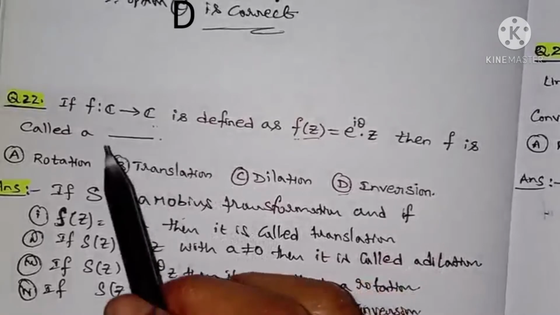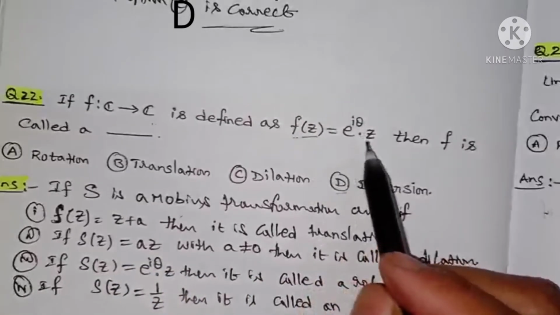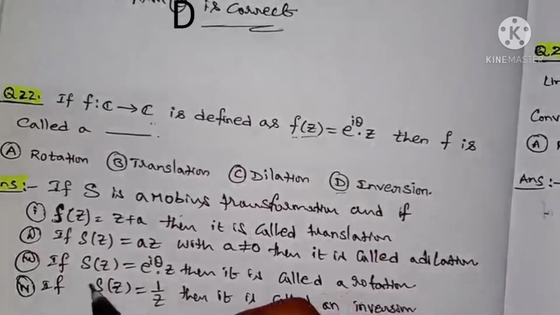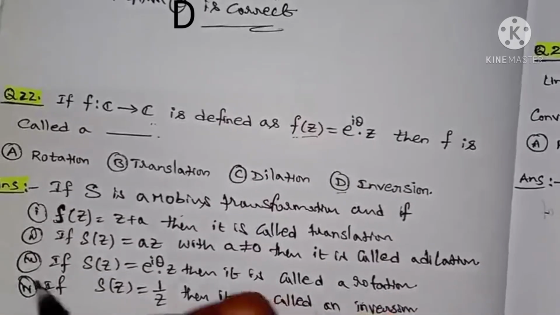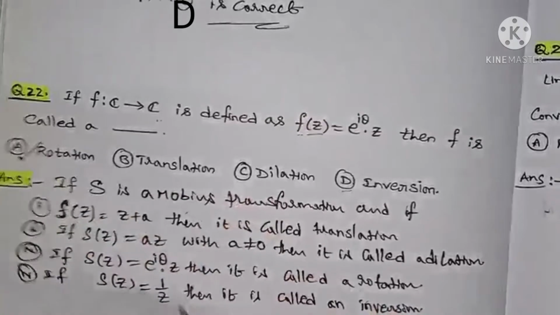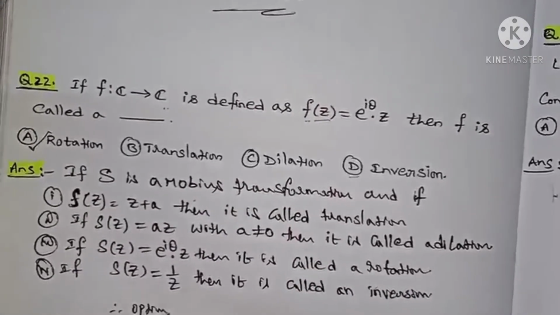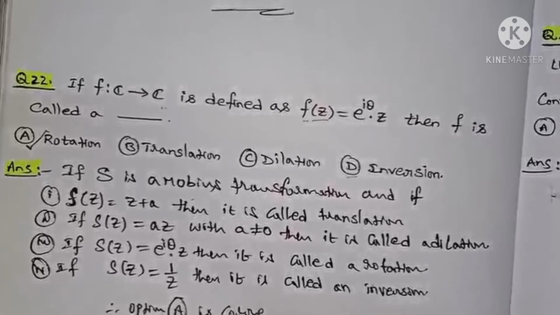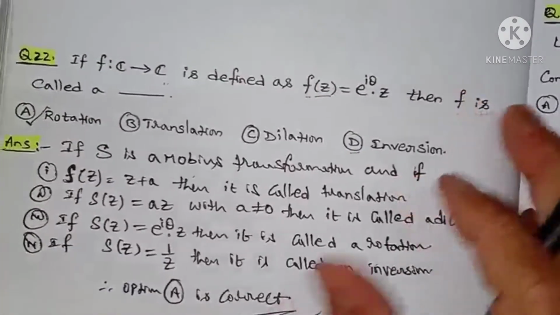Here the question is: if f is a mapping from C to C defined as f of z equal to e power i theta into z, then f is called what? Here S of z is equal to e power i theta into z, so it is called a rotation. So our option A is correct. Is it clear? These are all basic things in complex analysis.